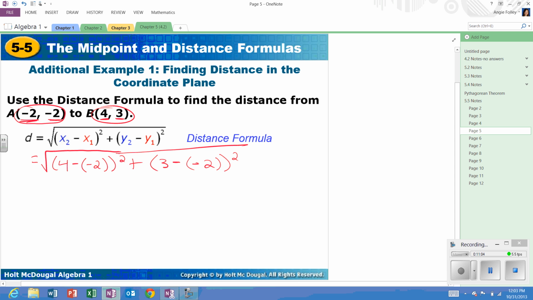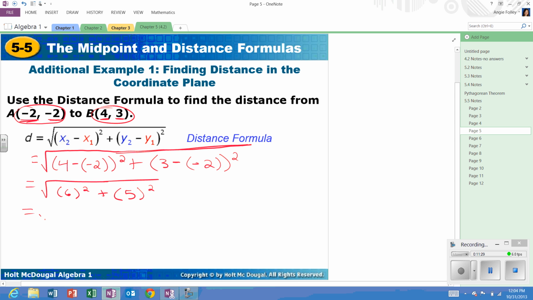Now be careful, because on our slope formula, remember we did y first, y2 minus y1 over x2 minus x1. This is different. We start with our x, okay? Now we're going to simplify. Well, 4 minus a -2 is actually like 4 plus 2, so that becomes 6 squared, plus 3 minus a -2 becomes 3 plus 2, so that is 5.